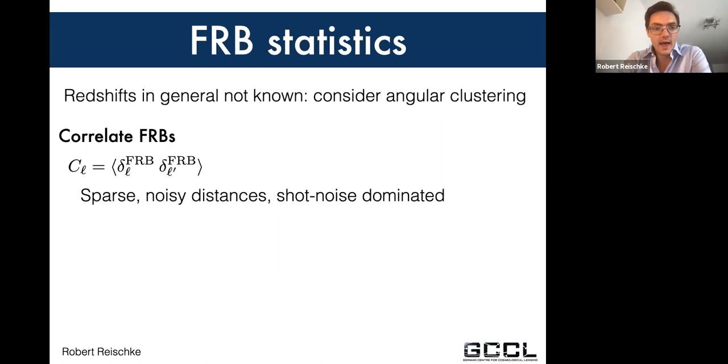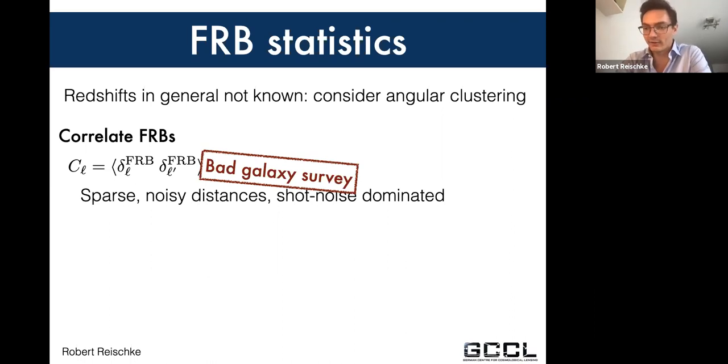spherical harmonic modes of our field and calculate a two-point function, or angular power spectrum, in harmonic space. First of all, you could of course just correlate the FRBs, but as I told you before, there are not very many FRBs. So this is just like a bad galaxy survey. It's not very interesting because FRBs usually are in galaxies, so you would just probe the position of galaxies. This is not very helpful.